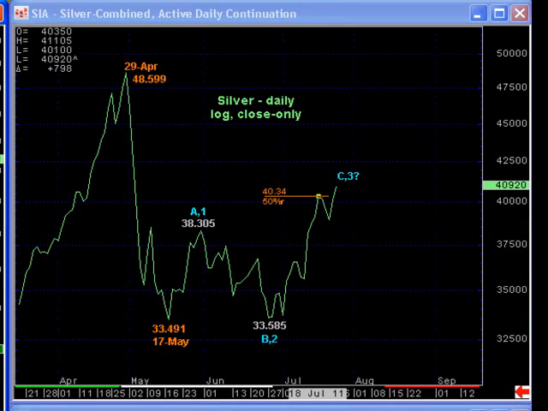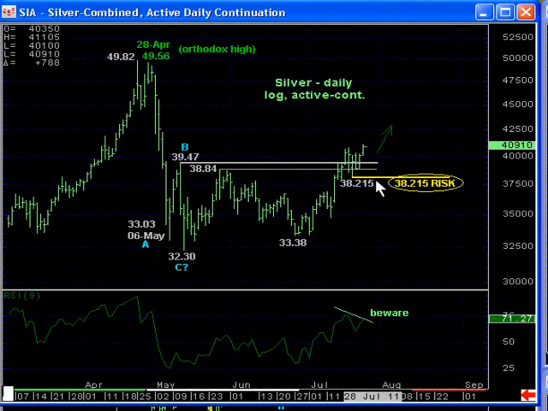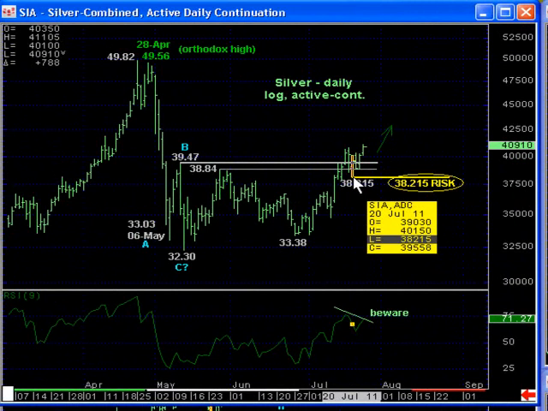Looking here at a daily log scale bar chart, you can see the developing potential for a bearish divergence in momentum. So it's absolutely critical that this market sustain these recent gains over the past few days above at least 38.86 and preferably the 38.21.5 corrective low from last week on an active continuation chart basis.